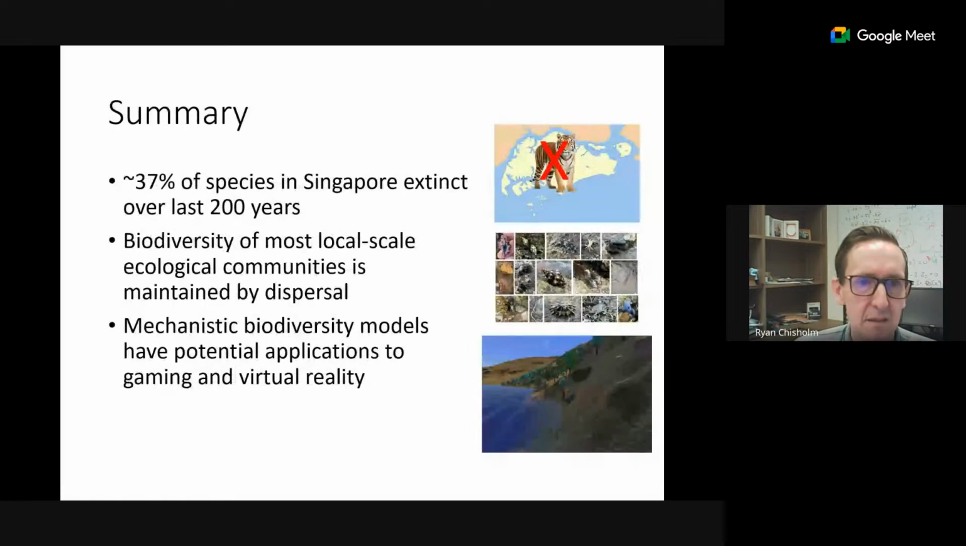So that's it. The summary, the 3 take-home points: 37% of species extinct in Singapore over the last 200 years. Biodiversity of most local scale ecological communities appears to be maintained by dispersal rather than niches, but that's certainly not the last word on that topic. And mechanistic biodiversity models have potential applications to gaming and virtual reality.